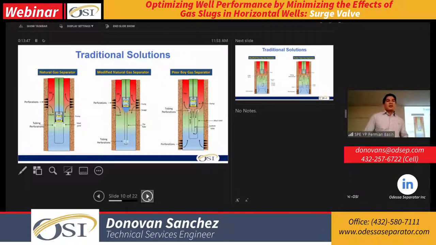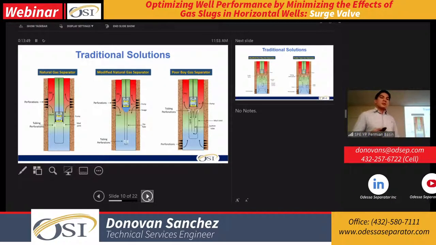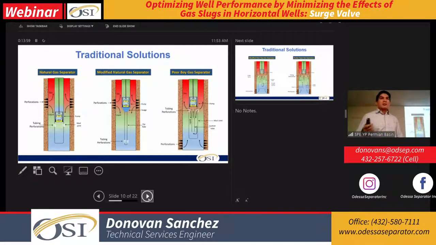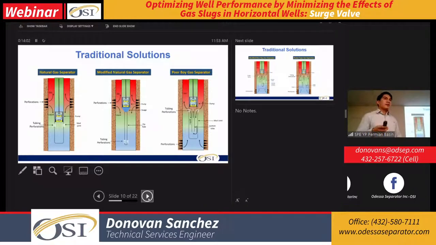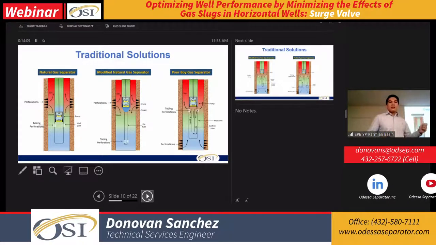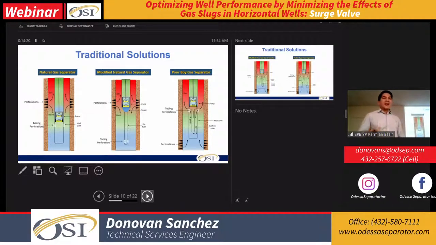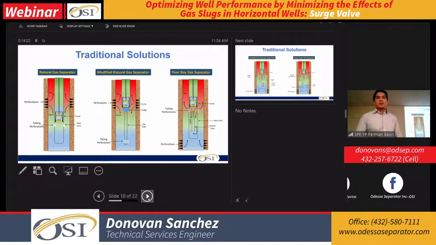A modified natural gas separator tends to work the same way, except you use a dip tube instead of tubing, because a dip tube gives you more annular area. And that's the main concept of gas separation, slowing down that fluid velocity to half a foot per second. So if you're using regular tubing, the annular area between the tubing and the casing is a lot smaller than it is with a dip tube and the casing. So utilizing a dip tube and the casing will allow you to slow down that fluid velocity and achieve a better gas separation versus just a natural gas separator.